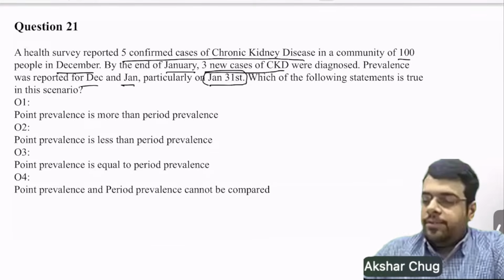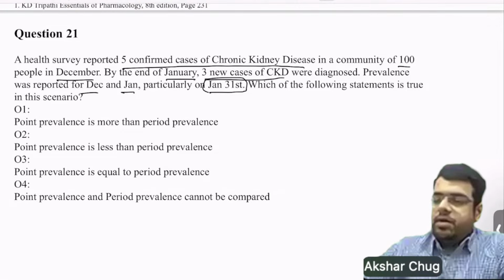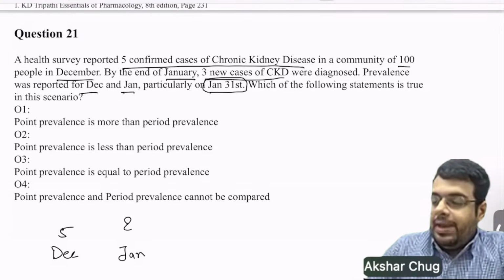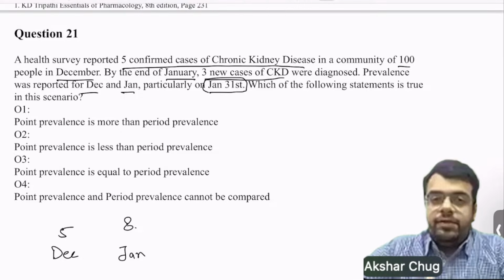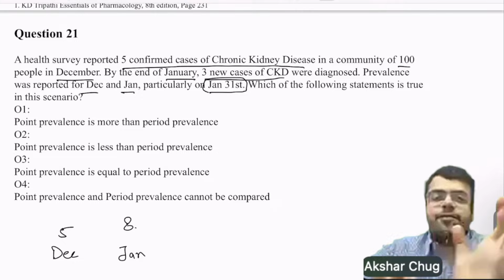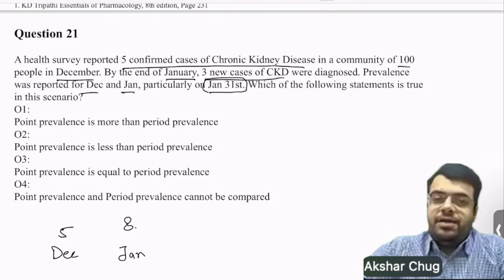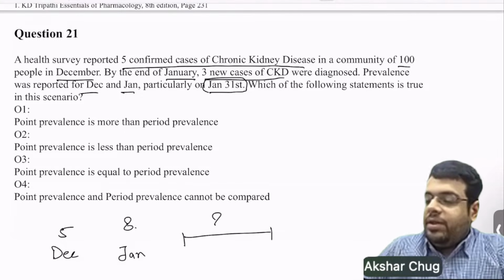Okay, so let's first calculate the point prevalence and the period prevalence. The point prevalence in December would be 5. The point prevalence in January would be 8, as on 31st of January there were 3 new cases, and the 5 older cases would also be there. And the period prevalence from December to January will also be 8.